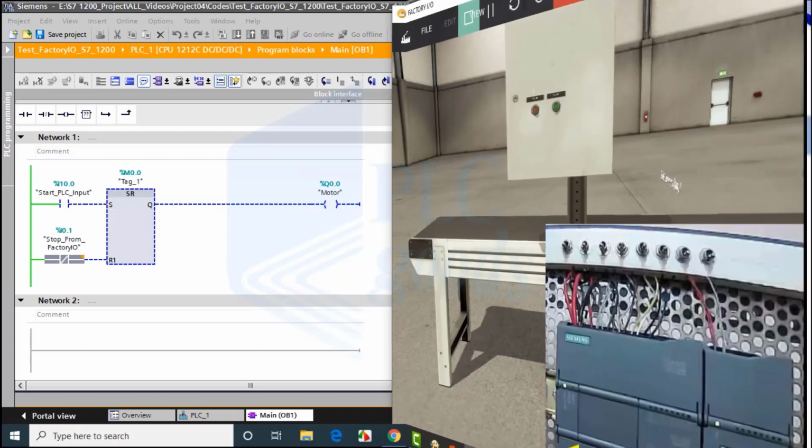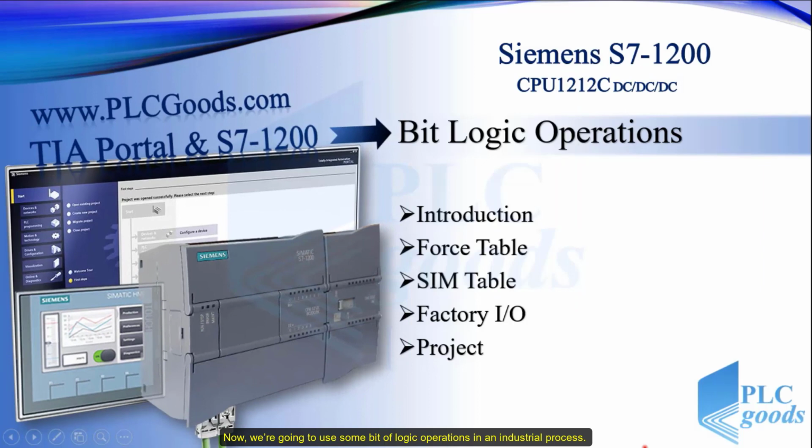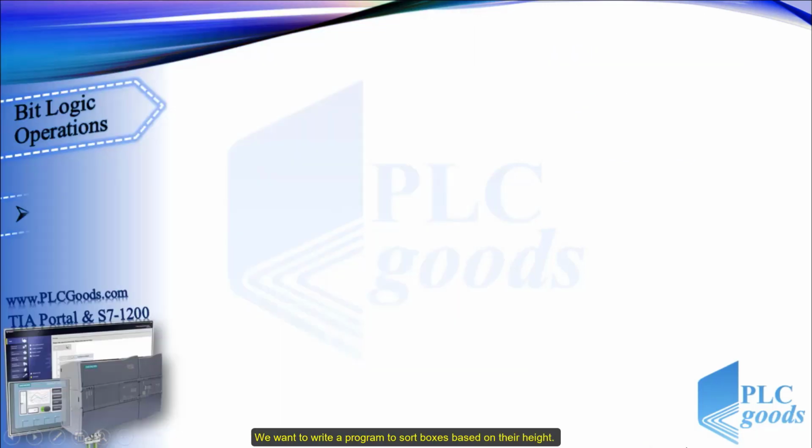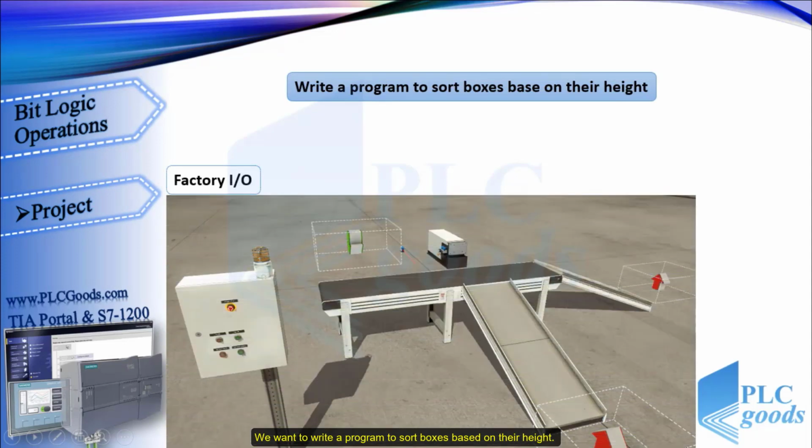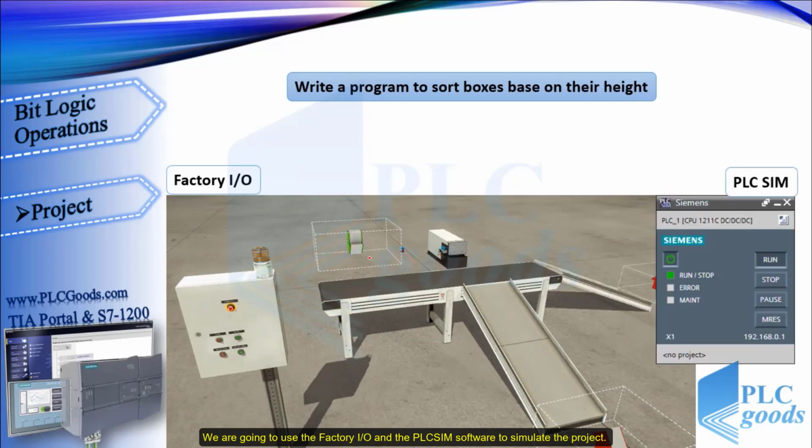Now we are going to use some bit logic operations in an industrial process. We want to write a program to sort boxes based on their height. We are going to use the Factory I/O and the PLCSIM software to simulate the project.